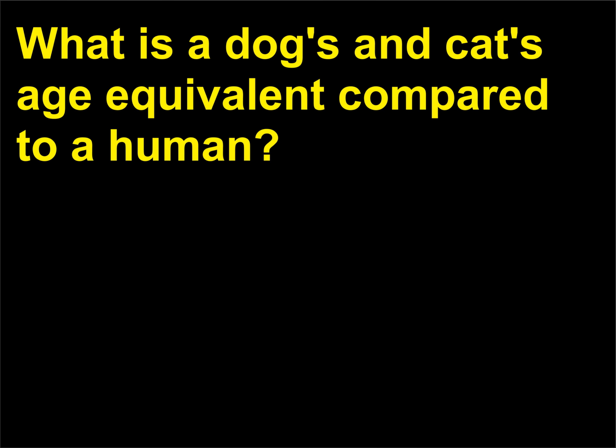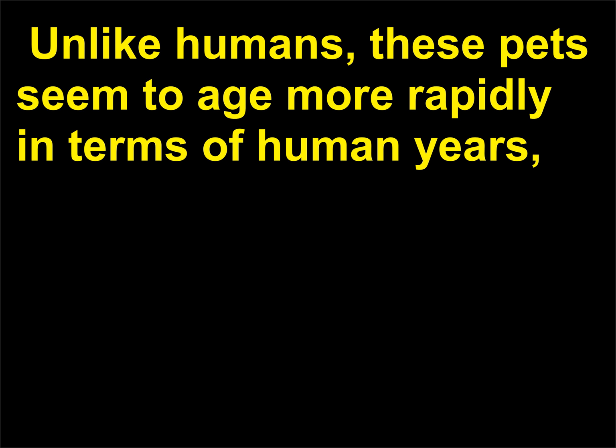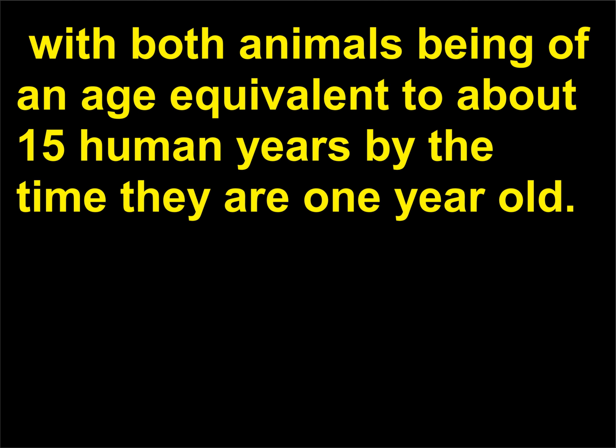What is a dog's and cat's age equivalent compared to a human? All animals age at different rates, and our domestic dogs and cats are no exception. Unlike humans, these pets seem to age more rapidly in terms of human years, with both animals being of an age equivalent to about 15 human years by the time they are 1 year old.